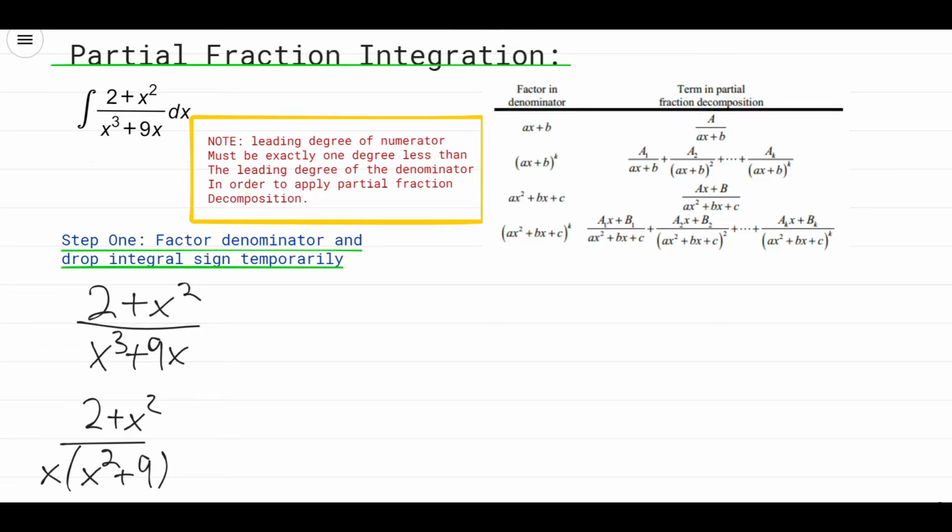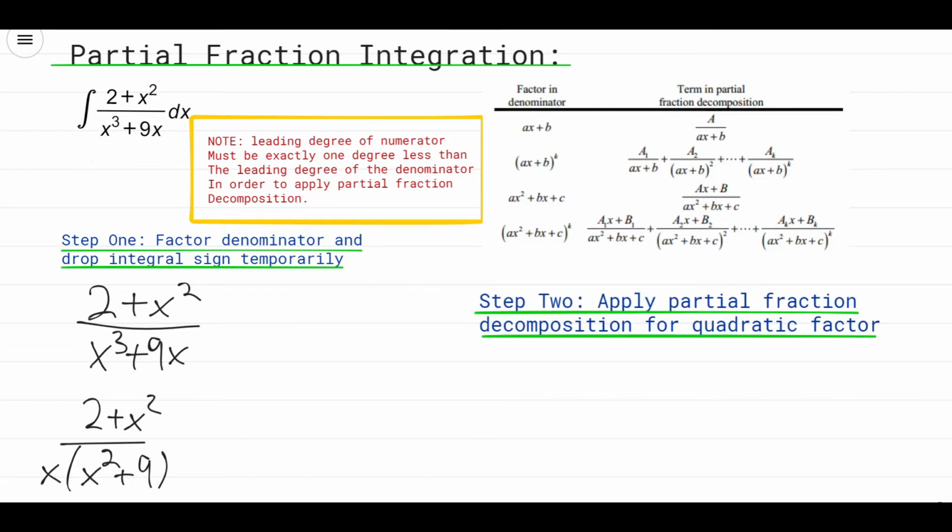So now that we factored it, for step 2, we're going to apply the partial fraction decomposition for a quadratic factor. So notice how we have x and then we have x squared plus 9. And notice that x squared plus 9 is considered a quadratic factor. So right here where my mouse is, we would apply this second row in terms of decomposition. And the x is just its own thing. So we would execute this by having 2 plus x squared divided by x times x squared plus 9 equal to a over x, because like I said, x is just its own thing.